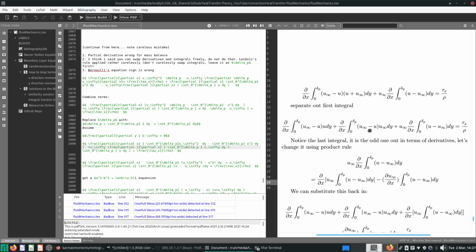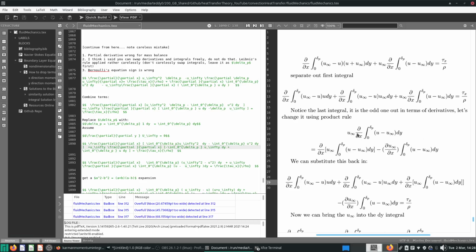Okay, so if you use product rule on this center term, it will do the same thing. But I'm using it on the last term here. It's kind of a roundabout method, but it still works out the same way. So this term here, this product rule term, u infinity del by del x, u minus u infinity, this whole integral here, is equal to the derivative of this whole term.